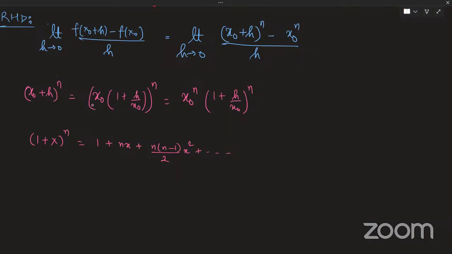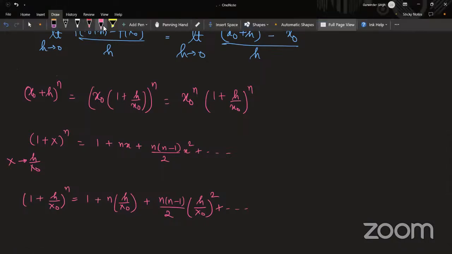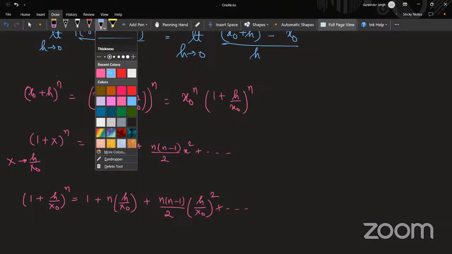Correct. So in place of x, if I substitute h by x naught, you can see over here (1 plus h by x naught) raised to n. So you can just substitute it over here. So you'll get (1 plus h by x naught) whole raised to n. What will it be equal to? It will be equal to 1 plus n into h by x naught plus n into (n minus 1) by 2 into (h by x naught) whole square. Right, everyone? Great. So let us see what we can do about it.